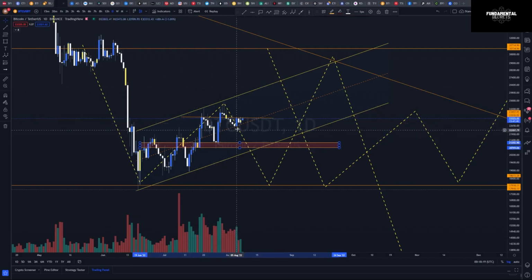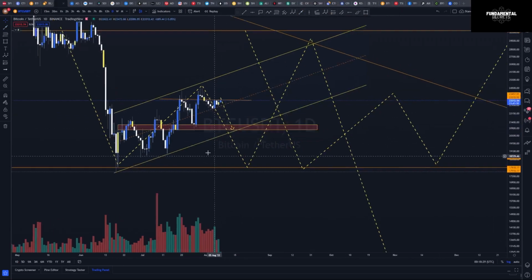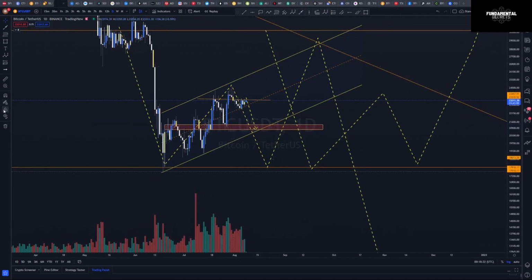From where we've built structure, we need a big move down or a big move up, right? When I say big move down, big move up, it doesn't mean Bitcoin pulls back to here and that's the big move down. No, that's not the big move down. So expectations are a couple of different things here.